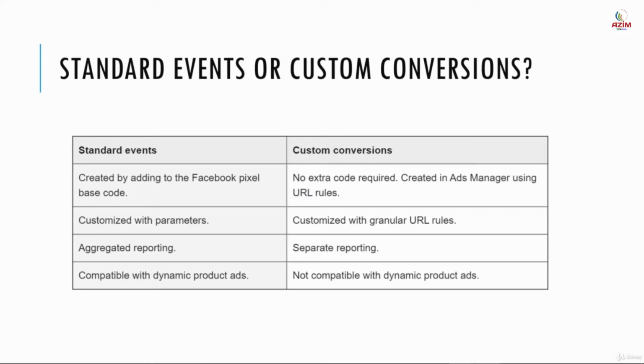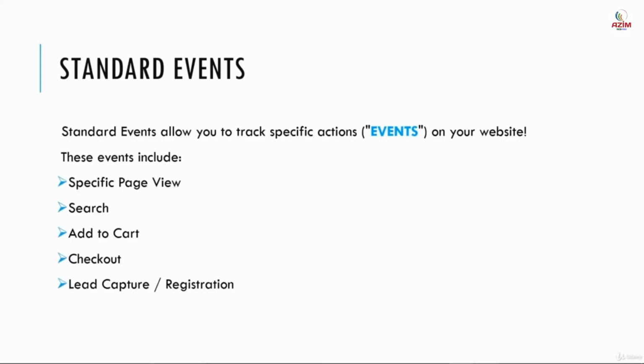Standard events are created by adding the Facebook pixel base code. You can customize them with parameters. You can aggregate the reporting, and they're compatible with dynamic ads. Custom conversions require no extra coding. These are created right in your ads manager. These conversions are customized with URL rules alone. They have a separate reporting function, but they are not compatible with dynamic product ads. So first, standard events. Standard events allow you to track specific actions or events on your website.